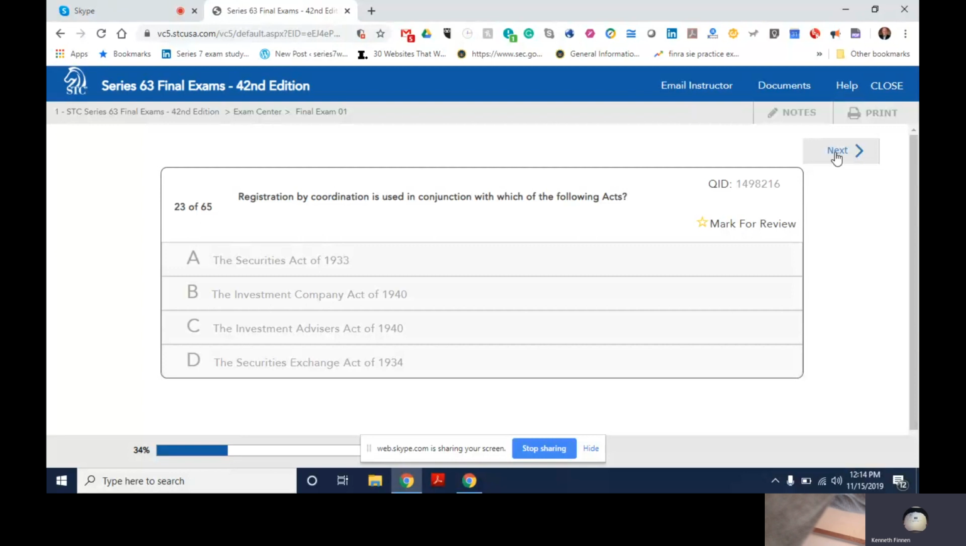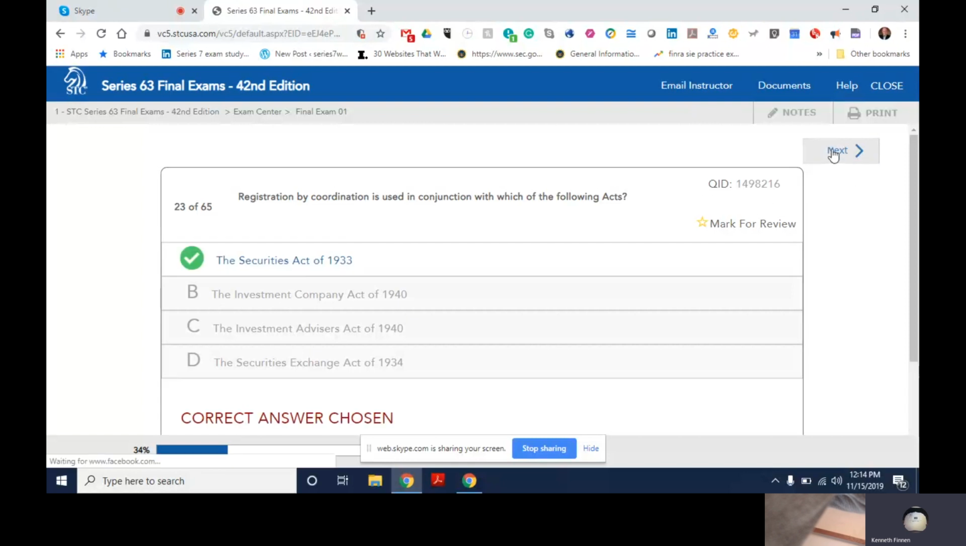Registration by coordination is used in conjunction with which of the following actions? Coordination. Okay, qualification is 1 state. Coordination is multiple states plus the SEC. Notice filing is just the SEC. So Investment Company Act of 40, no, that's mutual funds. Advisors Act, that's advisors. SEC Act of 34, that's for trading. So I'm going to go with 33, registration.